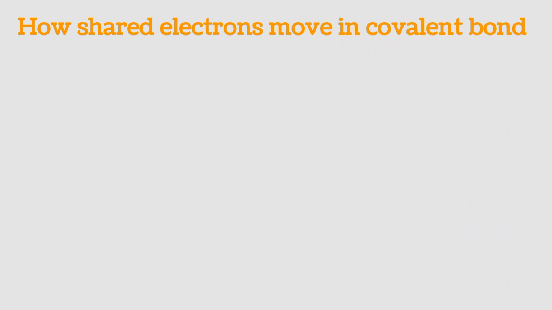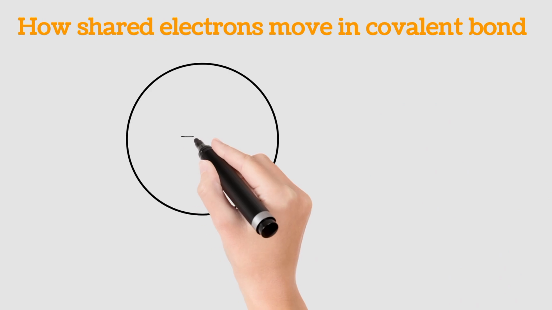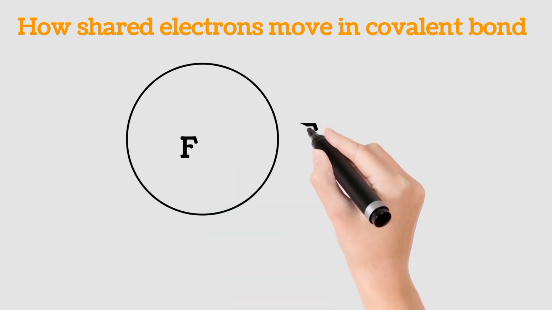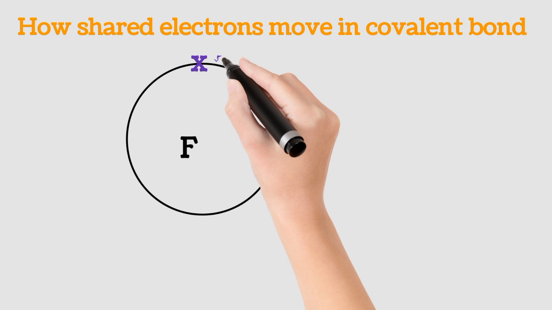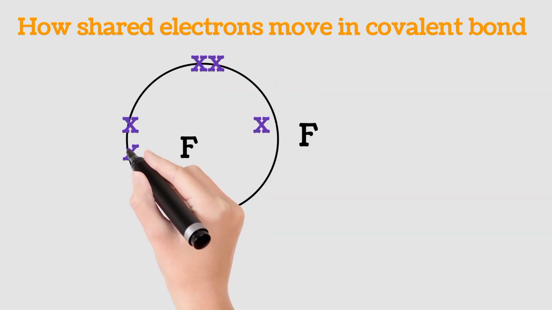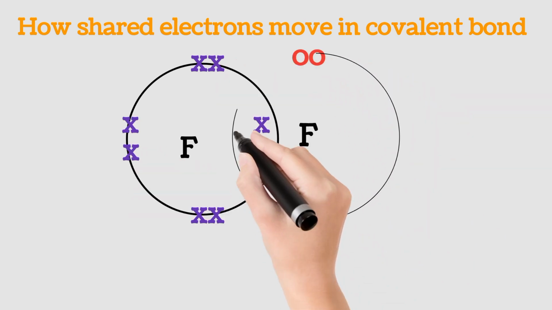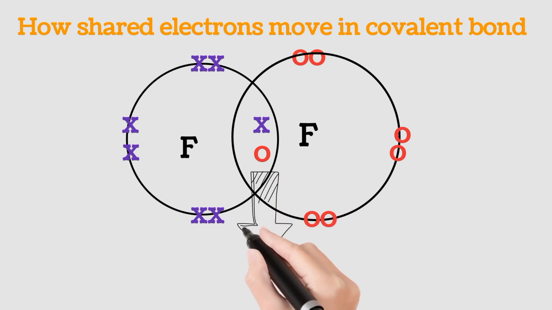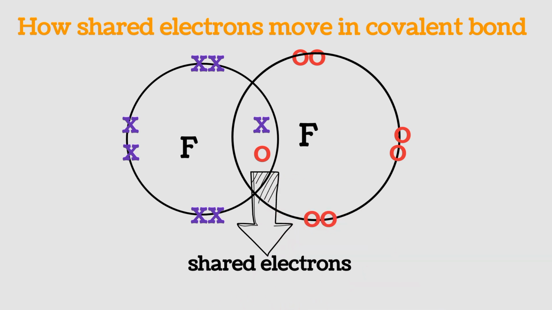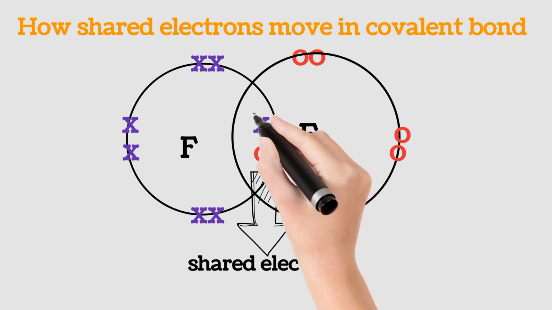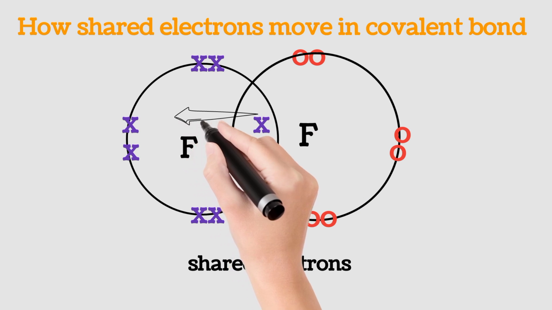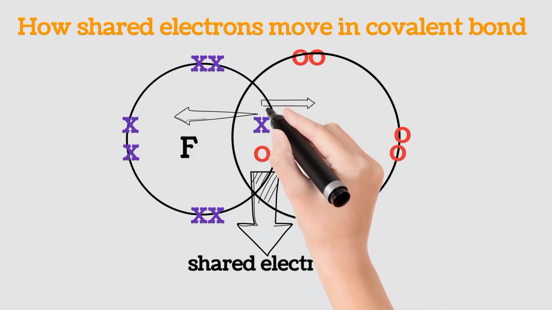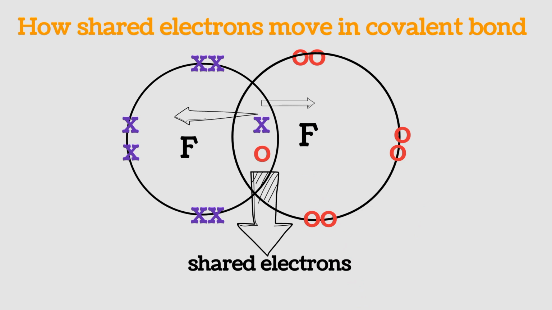Let's look at how shared electrons move in a covalent bond. Let's look at the covalent bond in a fluorine molecule. These 2 atoms share 1 electron each to form a covalent bond, as you can see. This is the shared electrons. Each of them has contributed 1 electron each to form the shared electron. So now, this shared electron belongs to this fluorine atom, and it also belongs to this fluorine atom.